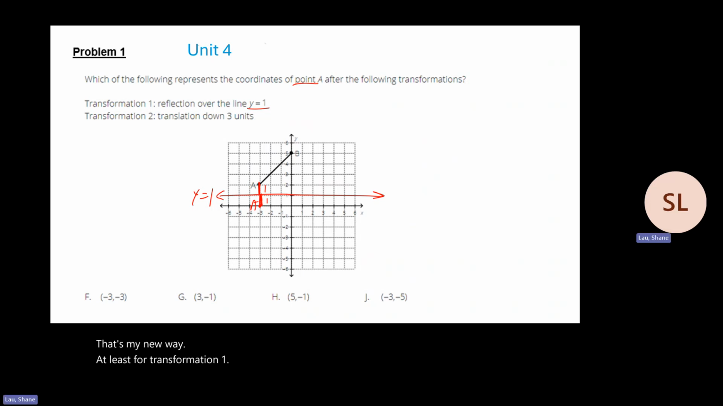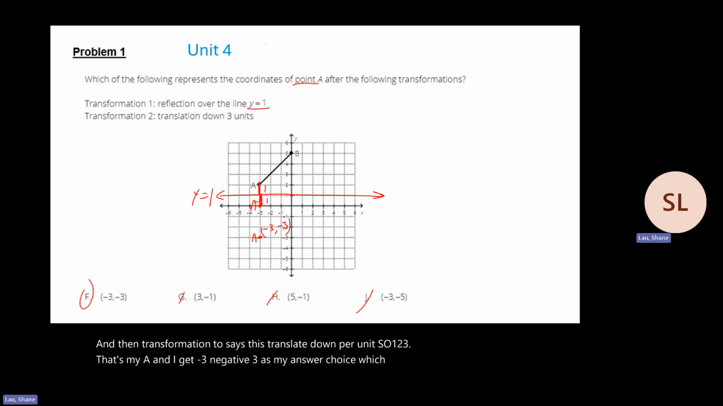And then transformation 2 says let's translate down 3 units. So 1, 2, 3. That's my A. And I get -3, -3 as my answer choice, which means all these are incorrect except for F.